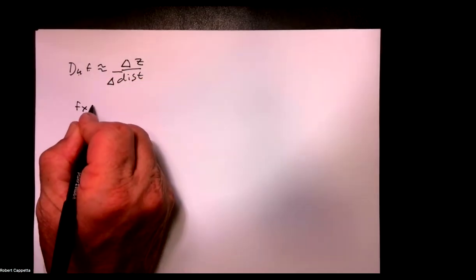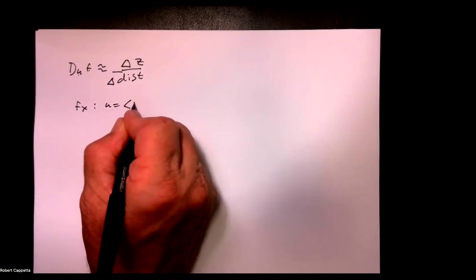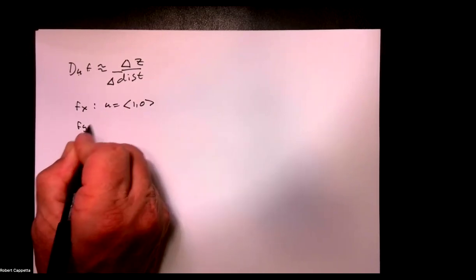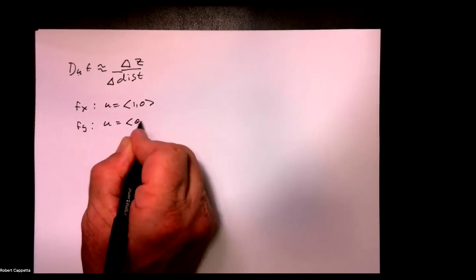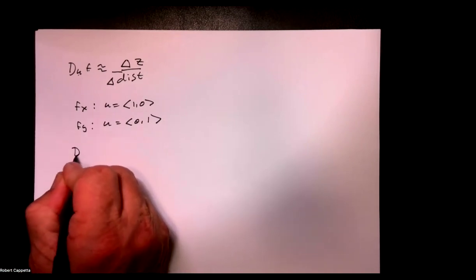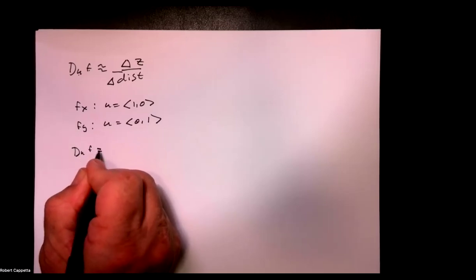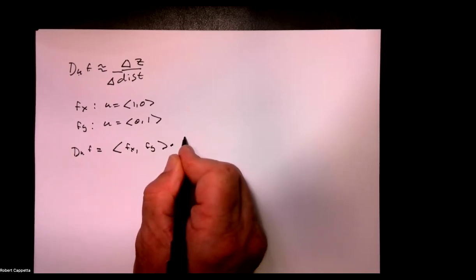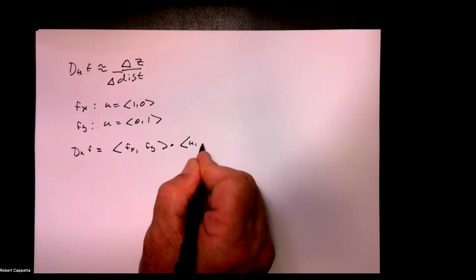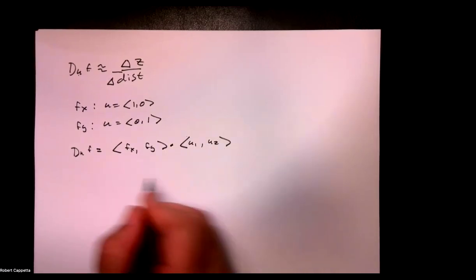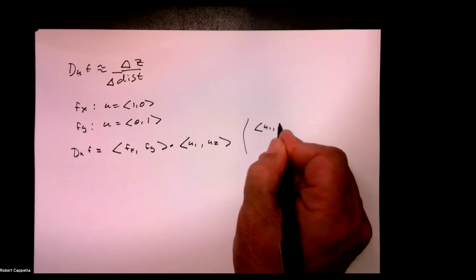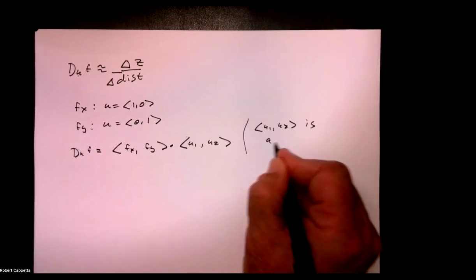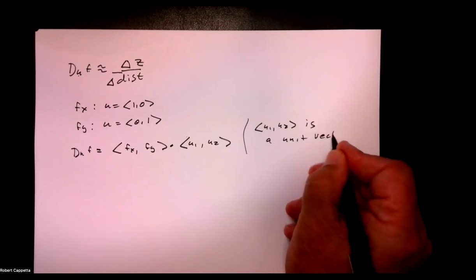And if we're dealing with f sub x, the u that we're dealing with there is 1, 0. And if we're dealing with f sub y, the u that we're dealing with there is 0, 1. So f sub x and f sub y are in essence directional derivatives. And the rule that I just gave you was this will be f sub x comma f sub y dotted with u1, u2, where u1, u2 is a unit vector. And that's the direction that we're headed, right?